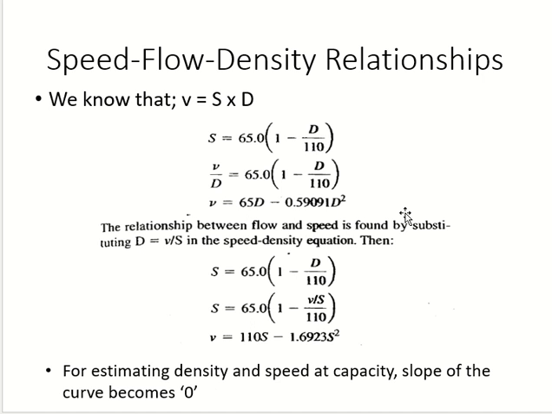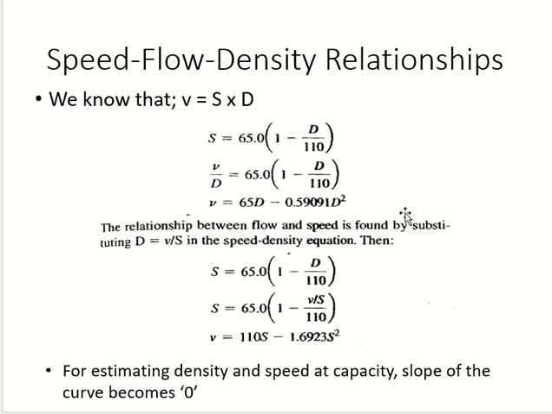Anybody have any problems? Yes. Why do we do this? We need the equations between all three parameters, right? I only had the equation between flow, speed and density. But I need the equation between flow and speed as well, and flow and density as well. Clear? Okay.